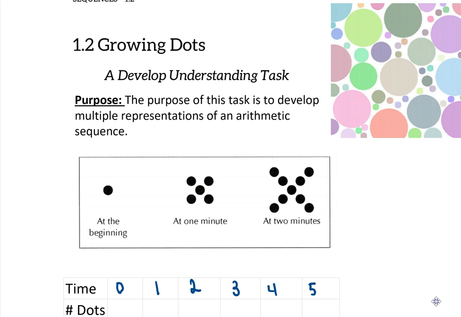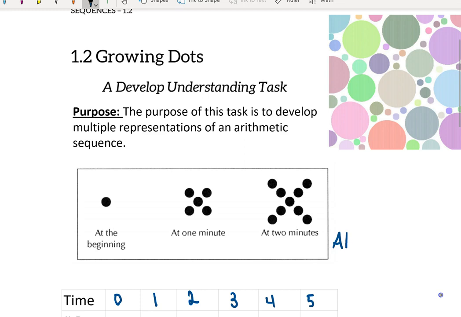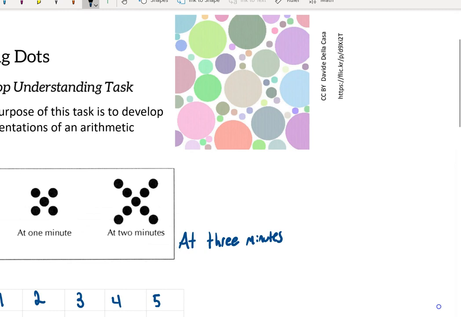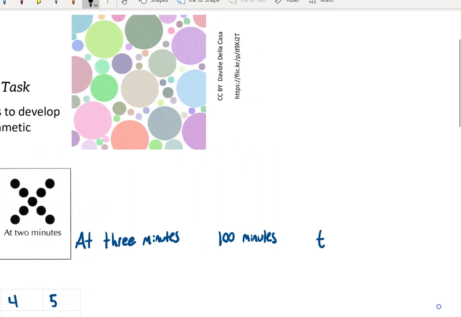So this task in particular is developing multiple representations of an arithmetic sequence. So let's just dive in and then we'll talk more about what that means. If you read the scenario in your module, you're given a series of dots. We're given the beginning, at 1 minute, at 2 minutes. We are asked to figure out how many dots there will be at 3 minutes. Then we're asked to figure out how many dots there will be at 100 minutes. And then also at t minutes.